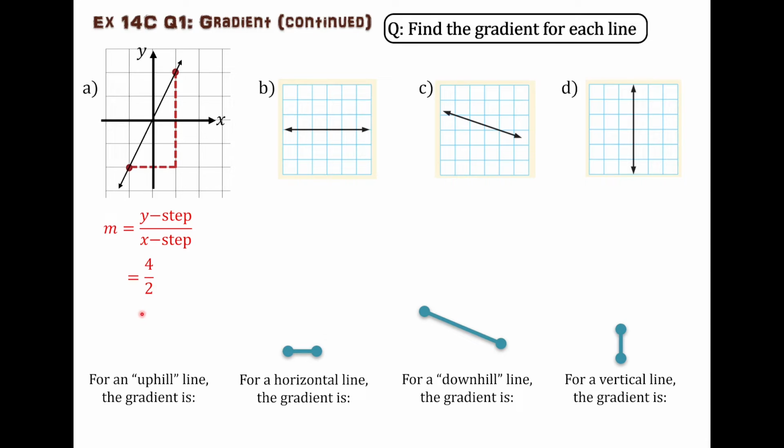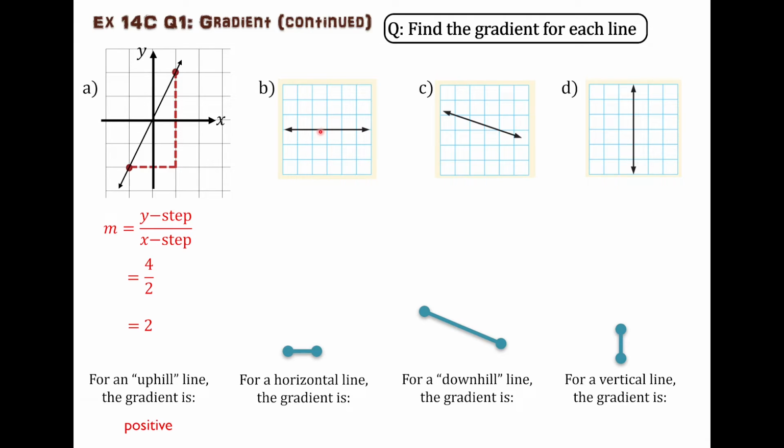4 divided by 2, that is a whole number, so I should simplify it. This is not nice for a finished answer because it's not simplified. Let's simplify it. 4 divided by 2 is 2. For an uphill line, the gradient is positive.